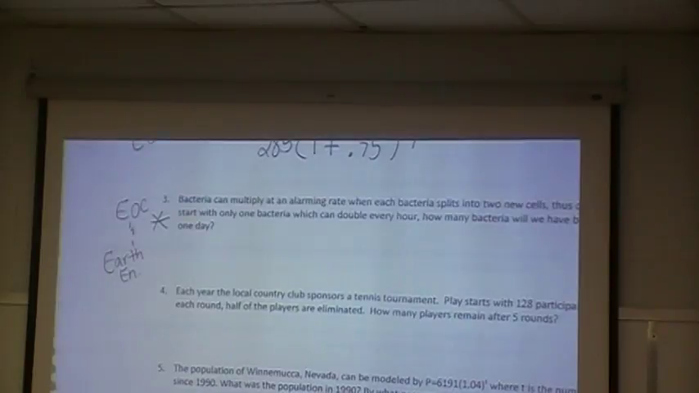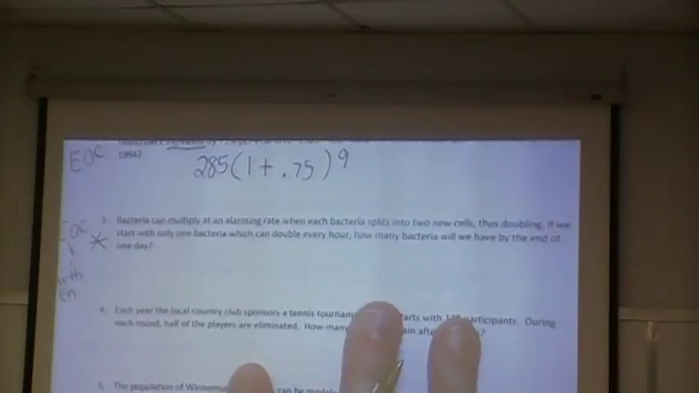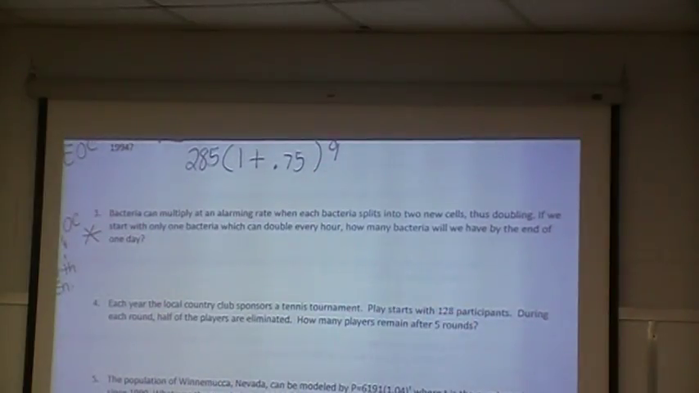Number 3 would be a great example of not only an EOC question, but also your Earth and Environmental class question at the end of the year. Bacteria can multiply at an alarming rate when each bacteria splits into 2 new cells, thus doubling. Let me give you a little hint here. Sometimes they don't straight out tell you doubling, but if it splits into 2, that's doubling. If we start with 1 bacteria and we can double it every hour, how many bacteria will we have by the end of 1 day?